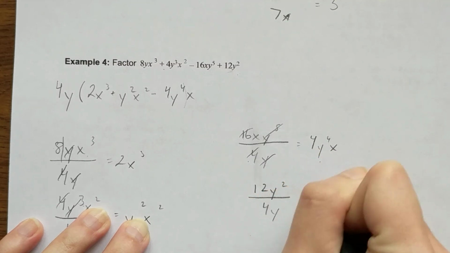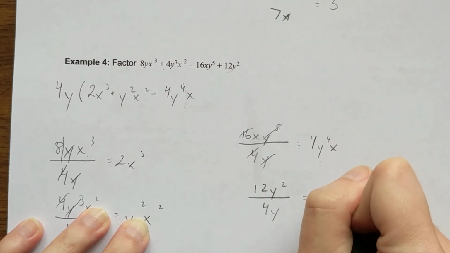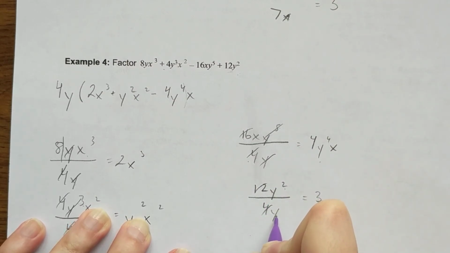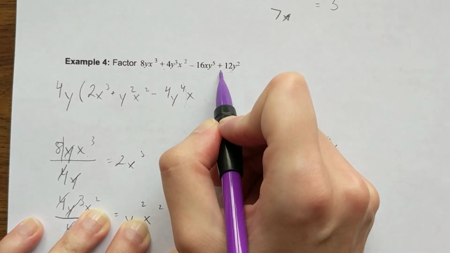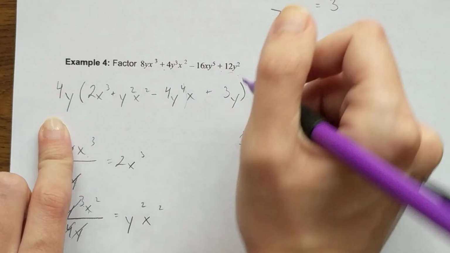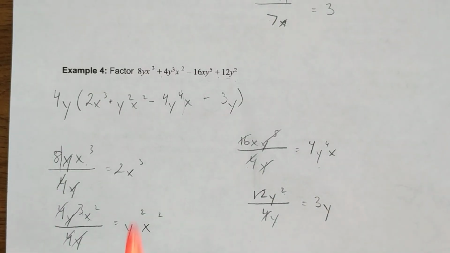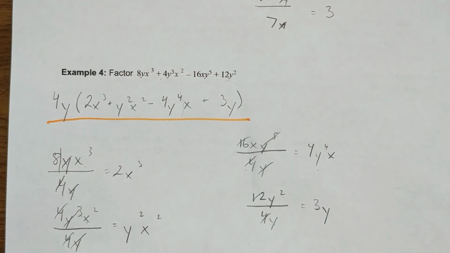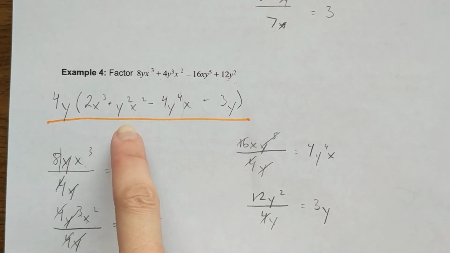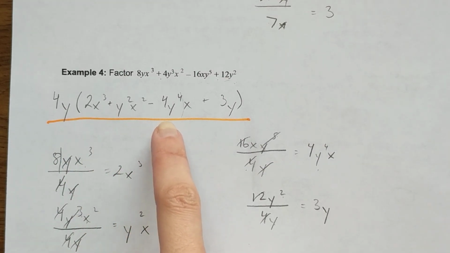And finally, 12y squared divided by 4y. 12 divided by 4 is 3. 2 y's minus 1 y leaves me with 1 y. So 3y is what's left over. There's a plus sign here, so I'm going to do plus 3y. So my final answer in factored form is 4y times 2x cubed plus y squared x squared minus 4y to the 4 x plus 3y. And that's that, folks. That's how you common factor.